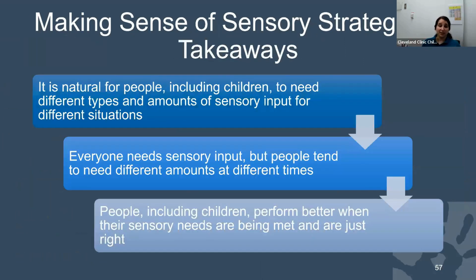So key takeaways for making sense of sensory: it is natural for children and adults to need different types and different amounts of sensory input, and it can vary on the situation. So everyone needs sensory input, but the amount that you need at a certain time can be different. And people, especially children, perform their best when their sensory needs are met, or their sensory needs are just right.